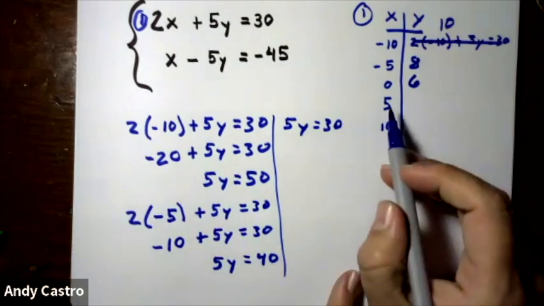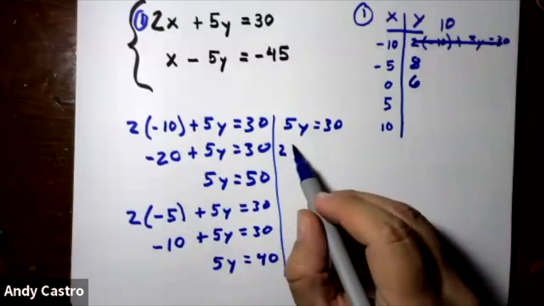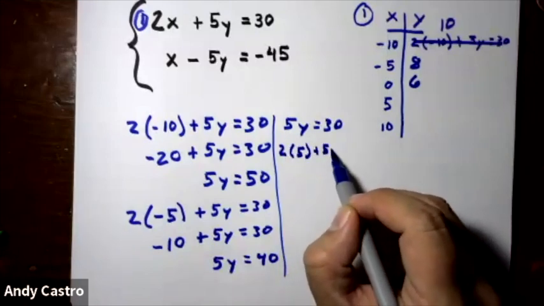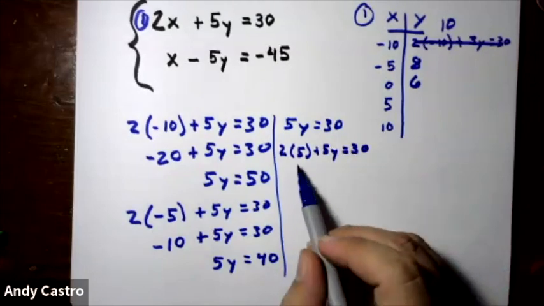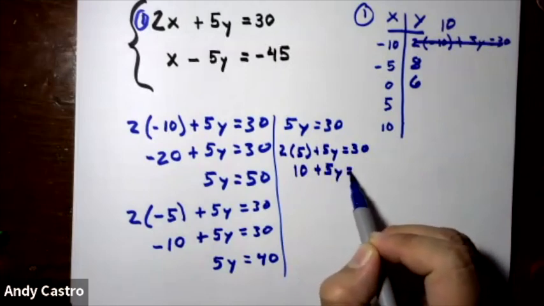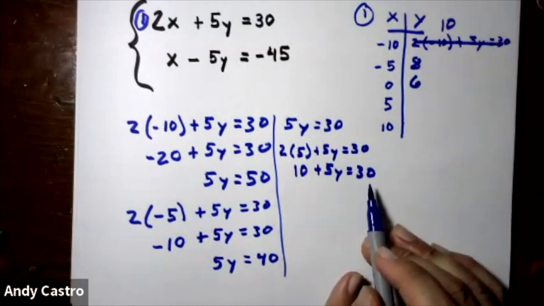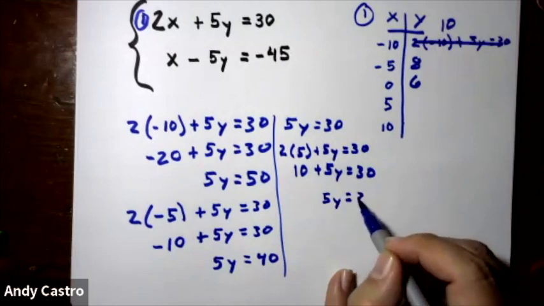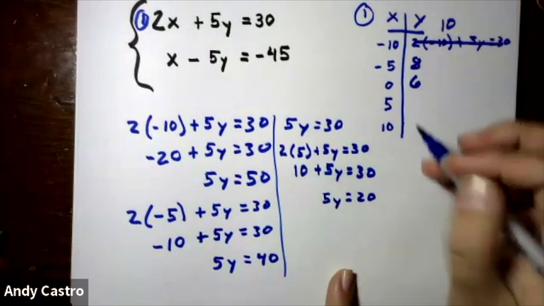All right. Next, we're going to have 5 in for x. So 2 times 5 plus 5y is equal to 30. So this is 10 plus 5y is equal to 30. Then I'm going to subtract 10 from both sides, and I'm left with 5y is equal to 20. Y has to be 4, because 5 times 4 is 20.